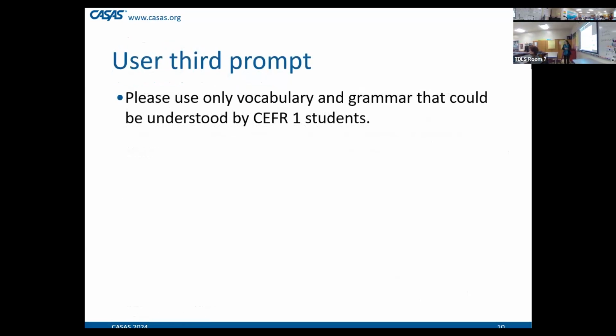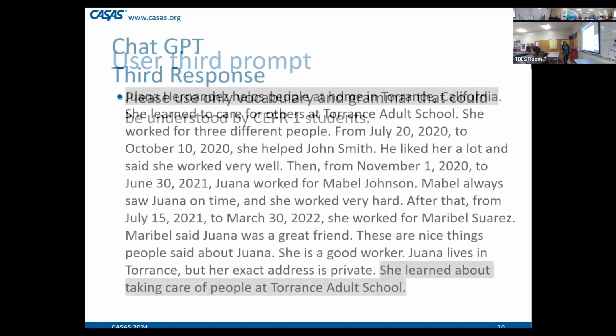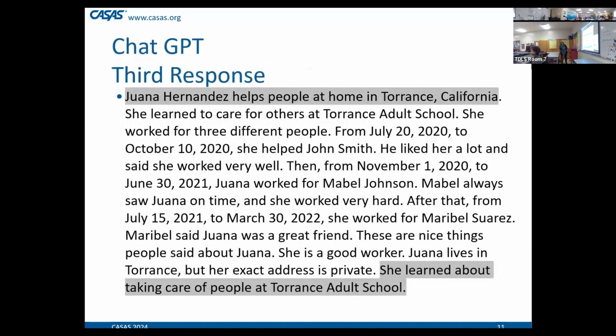So then I said, please use only vocabulary and grammar that could be understood by CEFR level 1 students. So even though I had said CEFR 1, I didn't think it picked up on that somehow. So I tried to do that again. And the prompt, only vocabulary and grammar that could be understood. I hope that would lower the level. Let's see what happened. So then here we go.